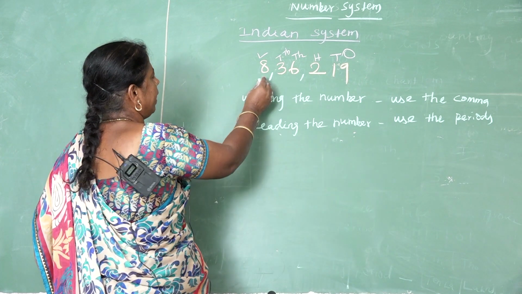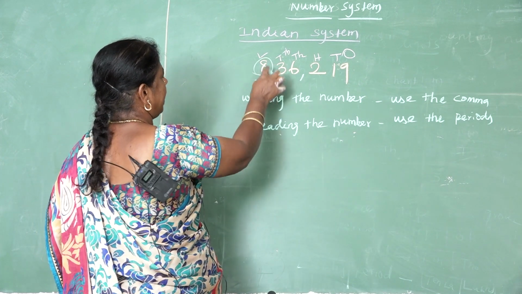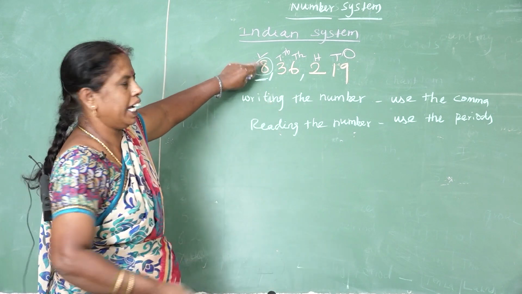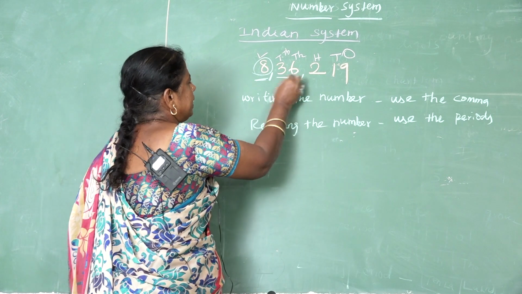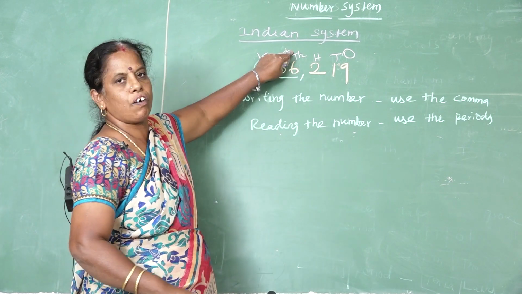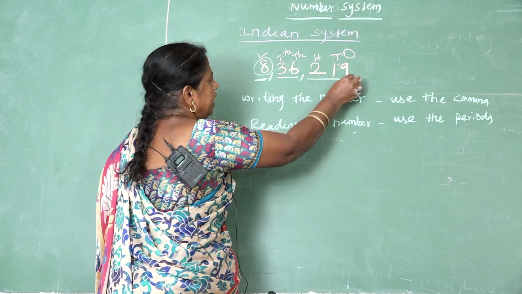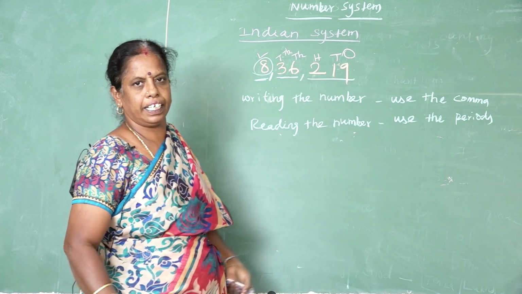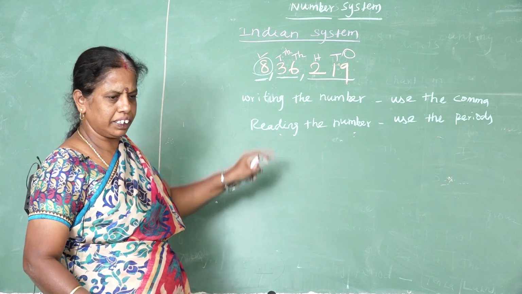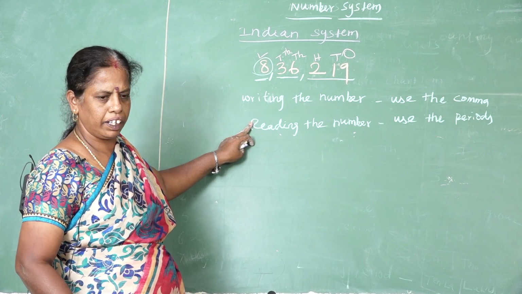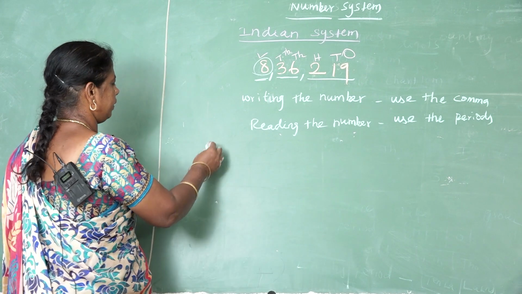Come on, now read the number. So, how much of this lakhs period? 8 lakhs. So, 8 lakhs. How much of this in 1000 period? 36. So, 36,000. Next, how much of this? 219. Okay. Shall I give some exercise? Shall we discuss about some number? Okay, students, come on. First one.